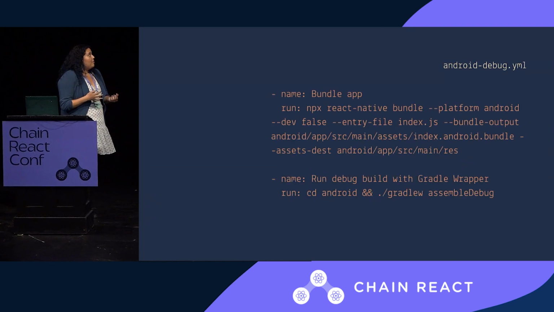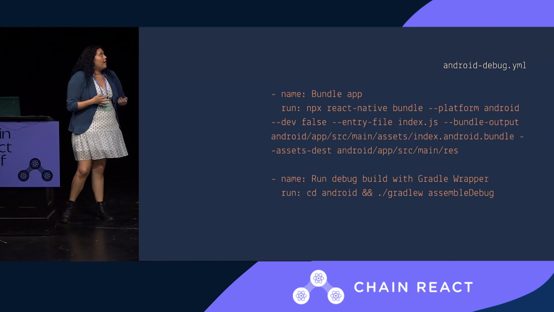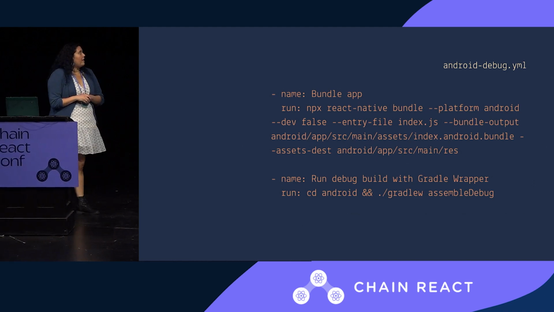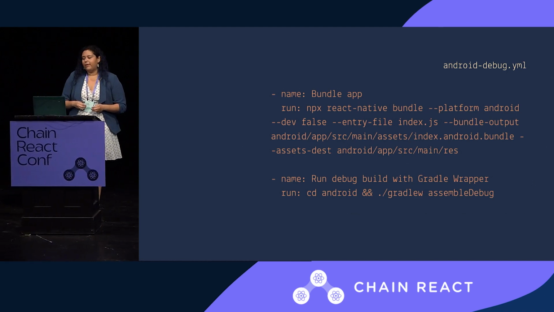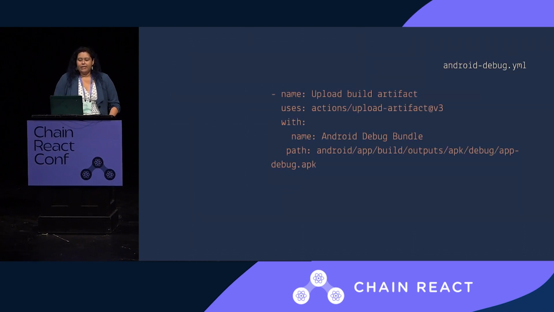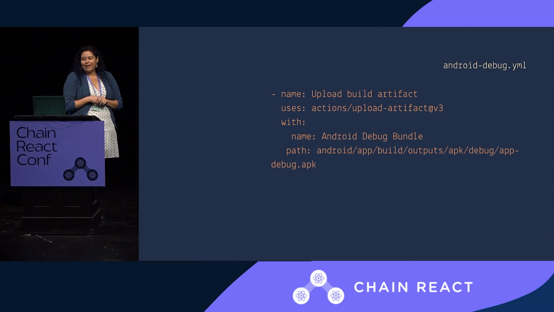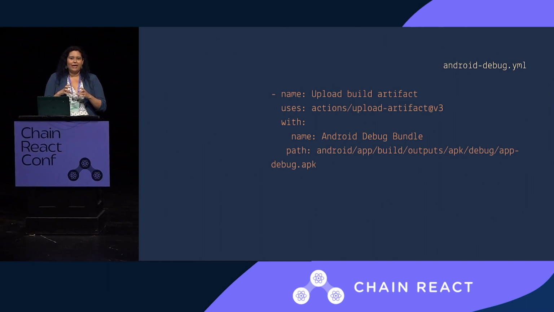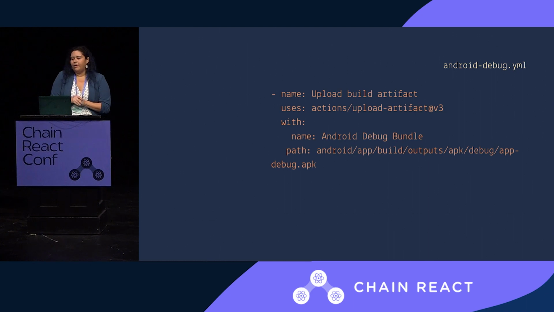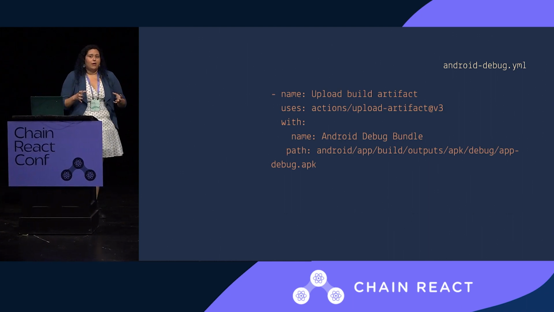Then we are bundling the application. So we do need to bundle the app for React Native for Android debug builds and CI/CD. And then we are using Gradle to actually assemble that debug build. And finally, we're using the upload artifact GitHub action in order to ensure that that APK gets out of our environment and to a place where we can access it. So that's the process for an Android debug build.